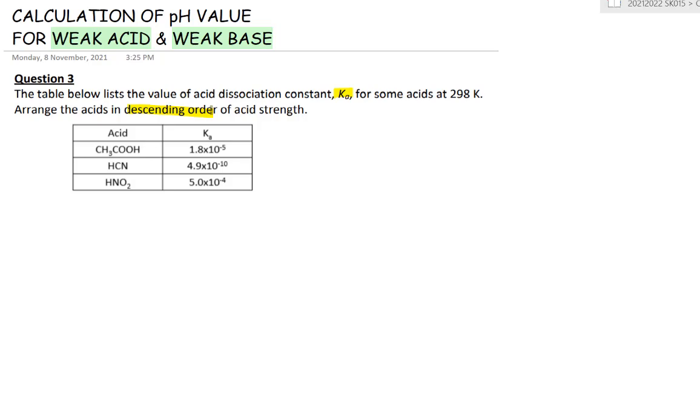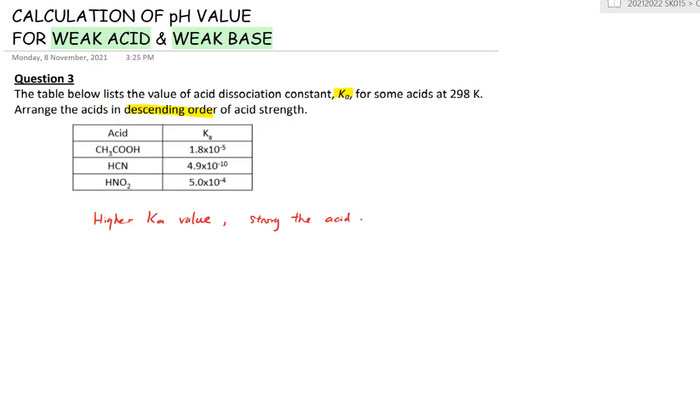Descending order means that you need to arrange starting from the most acidic towards the least acidic. You need to remember that the higher the Ka value, it means that this weak acid will dissociate more to produce the H+. So the higher the value of Ka, the stronger is the acid. Now, in this case, you need to arrange according to this Ka value, starting with the strongest acid among the three acids given.